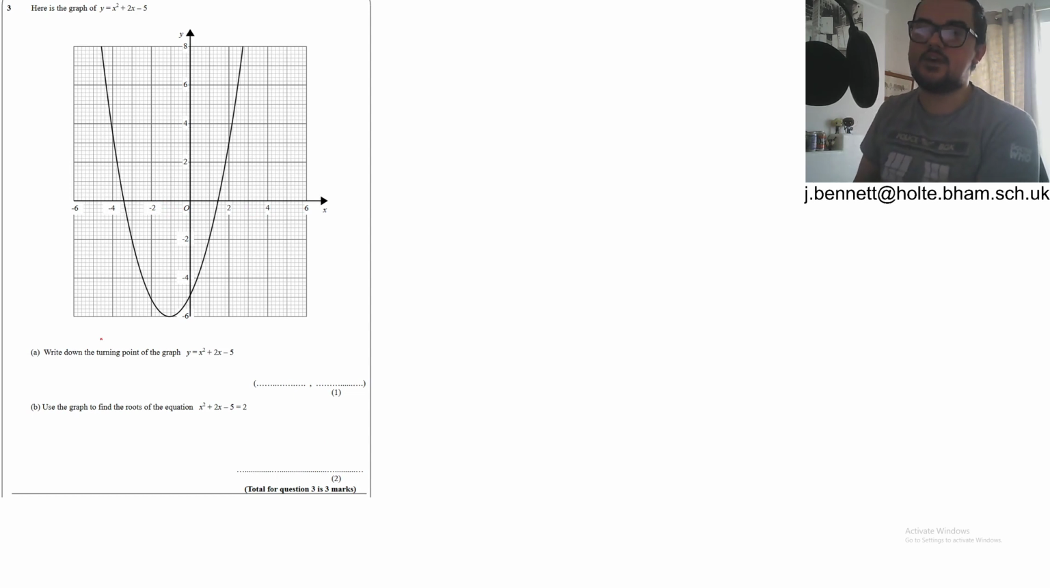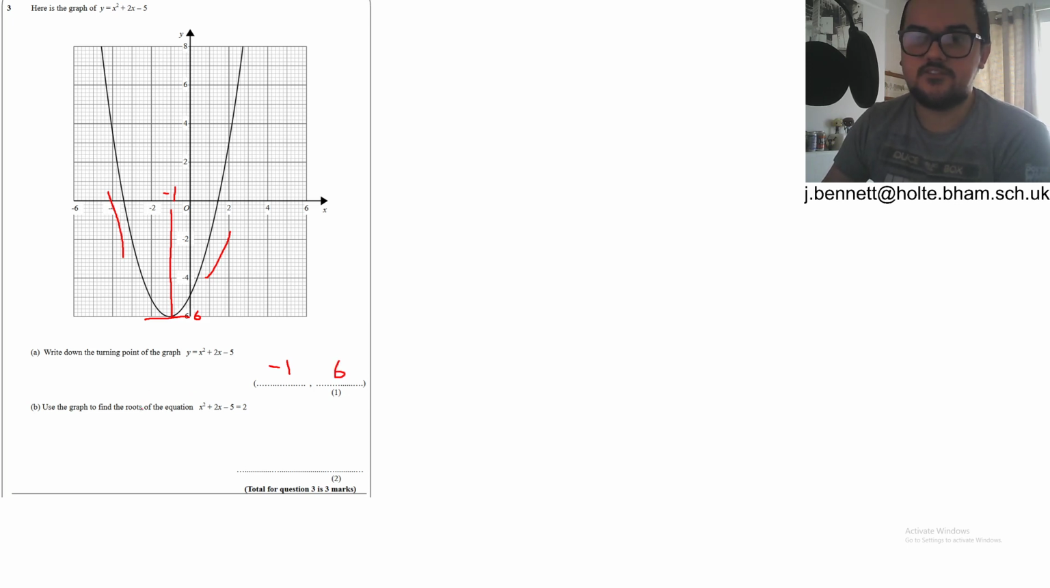And again, this question is just asking for the same thing. So where does it turn? We've got a negative gradient, we've got a positive gradient, we've got the turning point. We go up, this bit is a minus 1, this bit is a 6. So we have minus 1, 6. Use the graph to find the roots of the equation where y equals 2.